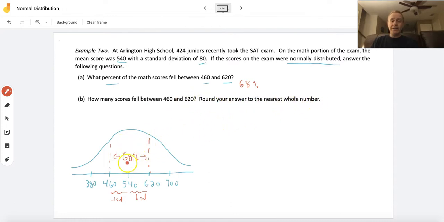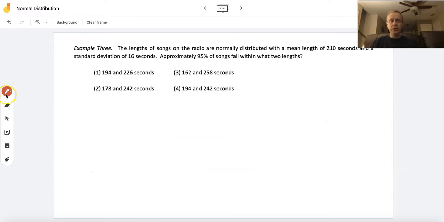Well, we know now that 68% of all the juniors that took the SAT exam had scores that fell on this interval. So to figure out how many scores we actually have here, we can just take 424 and multiply that by the percent, converted into a decimal. You can do this calculation on your calculator, and I believe that when you round it to the nearest whole number, you will get that there were 288 actual students that had scores lying on this particular interval. Okay, so now let's look at another example that will involve normally distributed data.